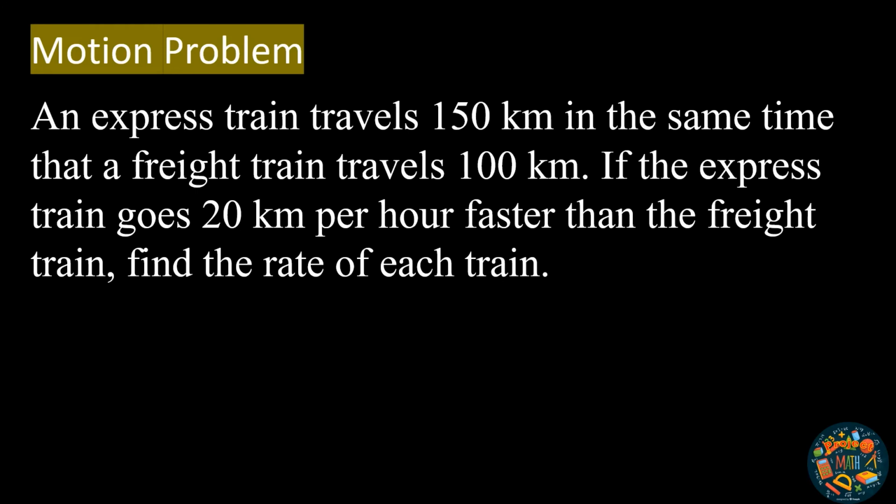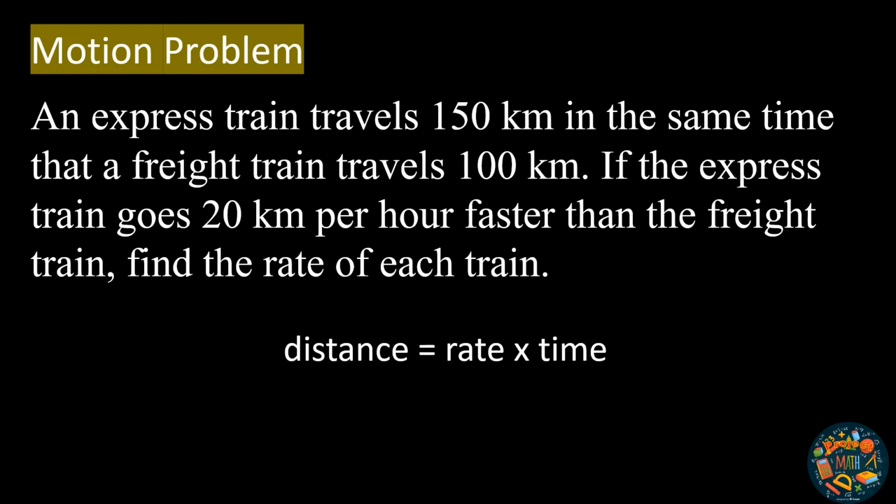Motion problem. An express train travels 150 kilometers in the same time that a freight train travels 100 kilometers. If the express train goes 20 kilometers per hour faster than the freight train, find the rate of each train.